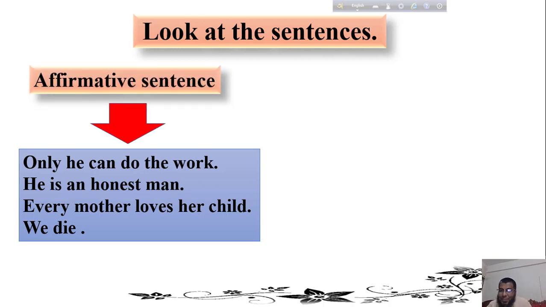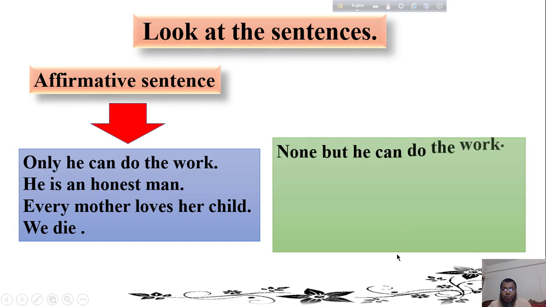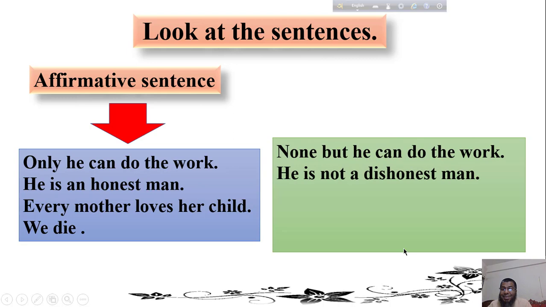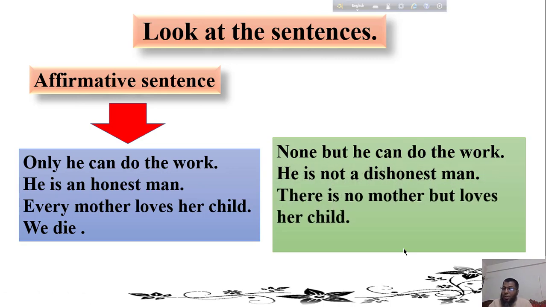What types of sentences? Affirmative sentence. So all the four sentences are called assertive sentences. Now look at another example of some sentences. None but he can do the work. He is not a dishonest man. There is no mother but loves her child. We cannot but die.